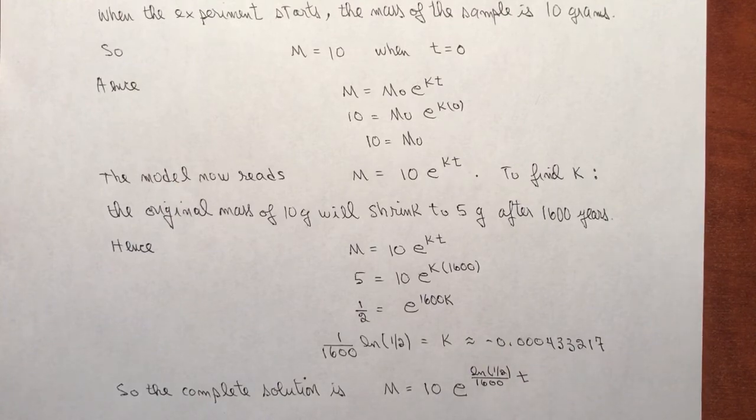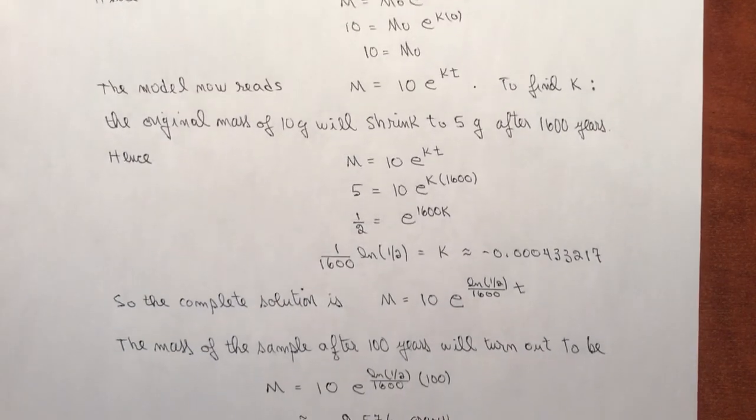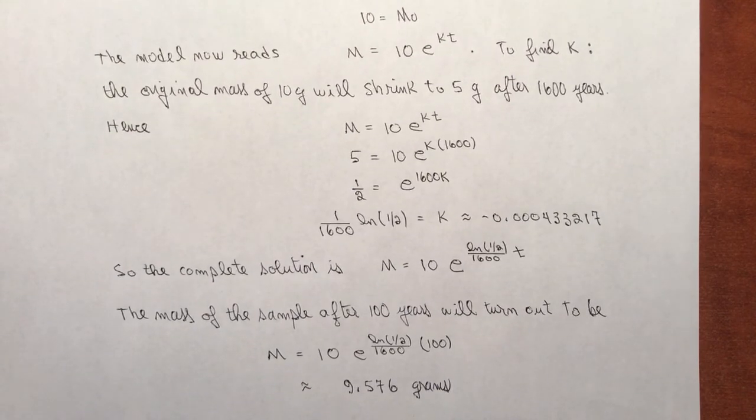If you want to know the mass of a sample after 100 years, clearly you replace t by 100 years in the equation. Let the calculator do the rest, and you will find that 9.576 grams of the original 10 grams will have survived after 100 years. That completes the application of differential equations. See you soon.